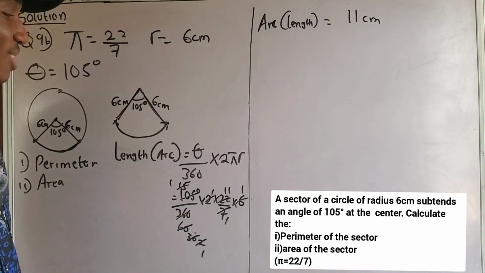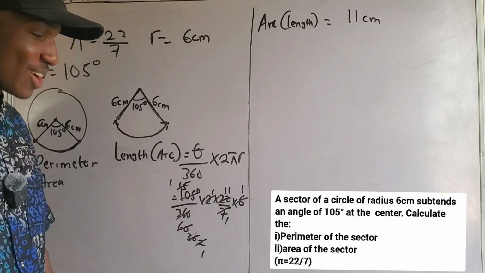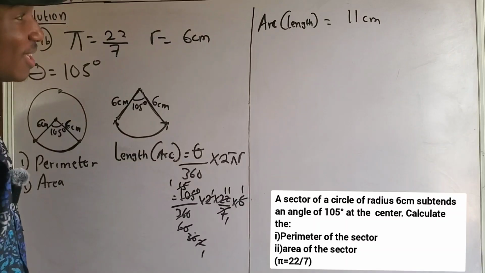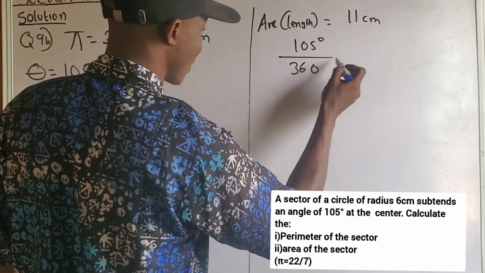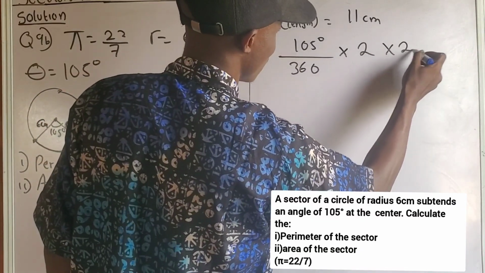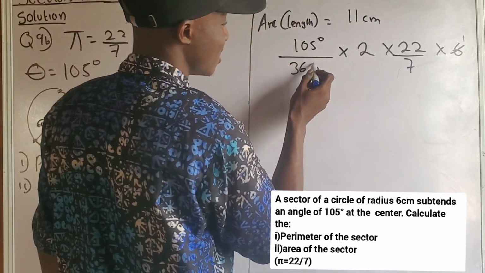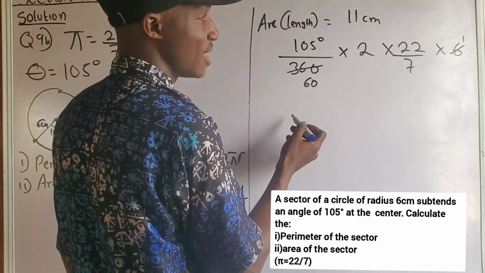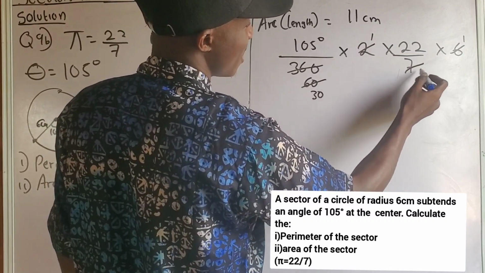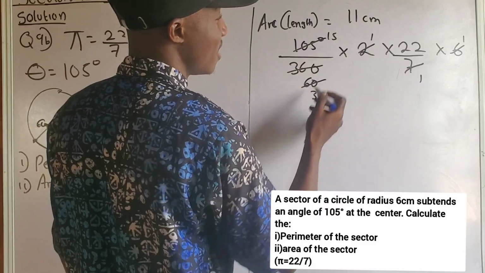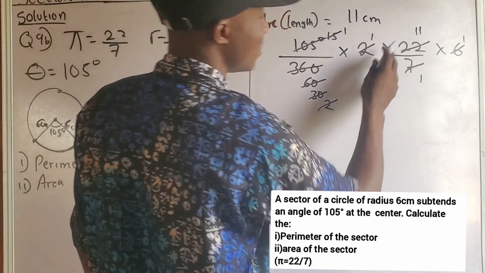And you can also do it your way. This is what I did here. I cut the fraction and reduced it. 105 degrees all over 360, and you can use your calculator if you like, times 2 times 22/7 times 6. 6 here 1, 6 in 360 is 60. 2 here 1, 2 here 30. 7 here 1, 7 here 15. So I'm left with 15 here. 15 here 1, 15 here 2. 2 here 1, 2 here 11. So the answer is 11 centimeters.